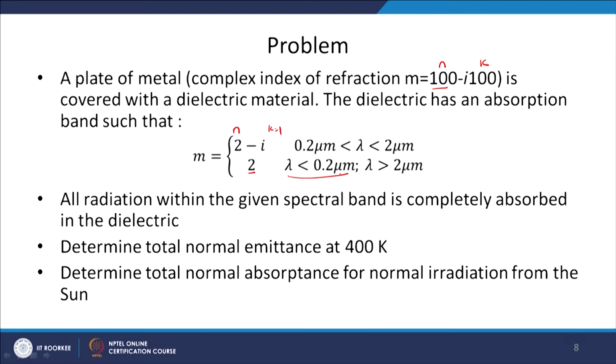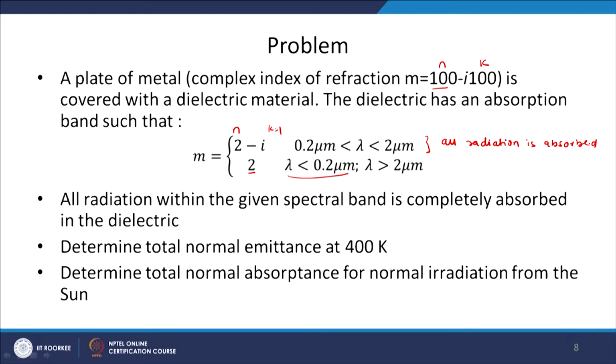Okay. So, all radiation within the given spectral band is completely absorbed. It is also given that all radiation within the given spectral band is completely absorbed in the dielectric. That means, in this range 0.2 micron to 2 micron, all the radiation is absorbed and nothing basically reaches the metallic surface.